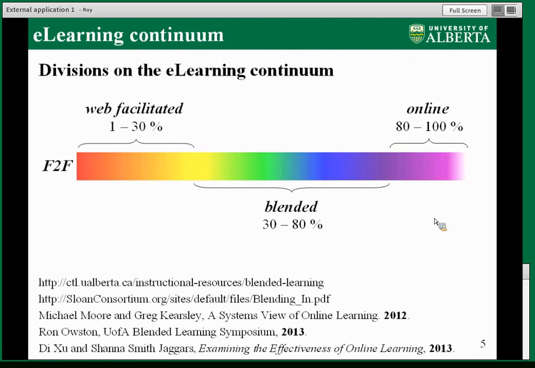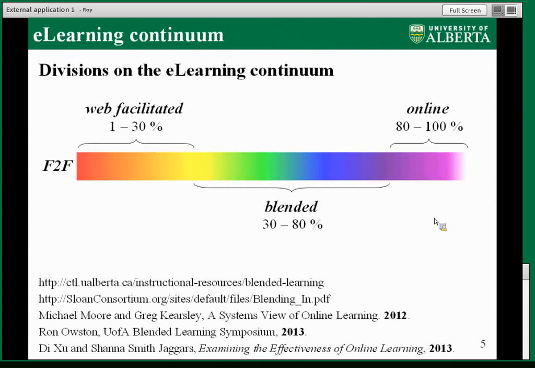Michael Moore and Kersley did a systematic review of basically everything that was done since the 1990s. And what they ultimately came up with is that there's been numerous studies published, but the results are pretty much inconclusive. Some of them show no difference. Some show online as being better. Some show it as being worse.